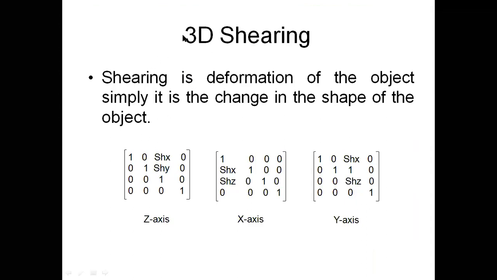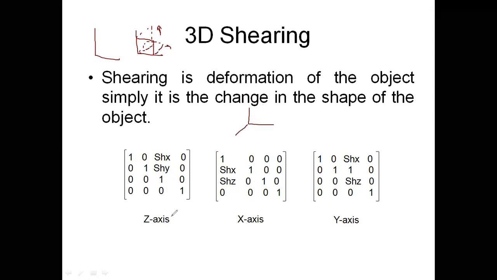We are shearing an object. Shearing is simply the deformation of the object. We have already done it in 2D. In 2D, some object was given, and it is sheared along the x-axis, so it is deformed like this. If we shear along the y-axis, we get the shearing like this. So that is y-axis shearing and x-axis shearing. Now the depth is introduced in this.